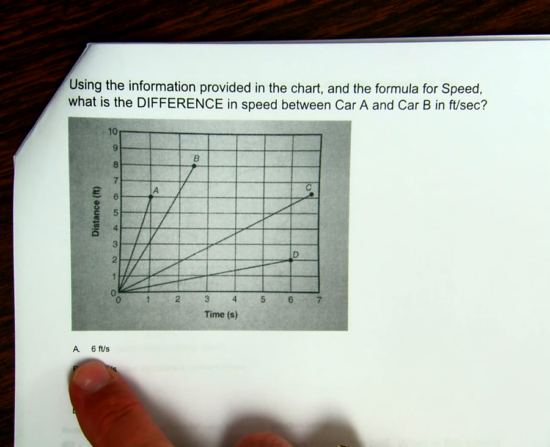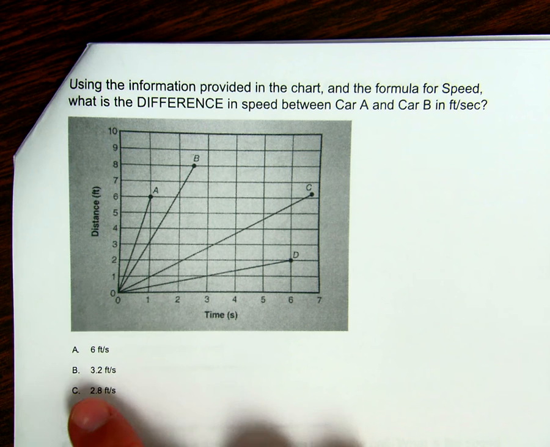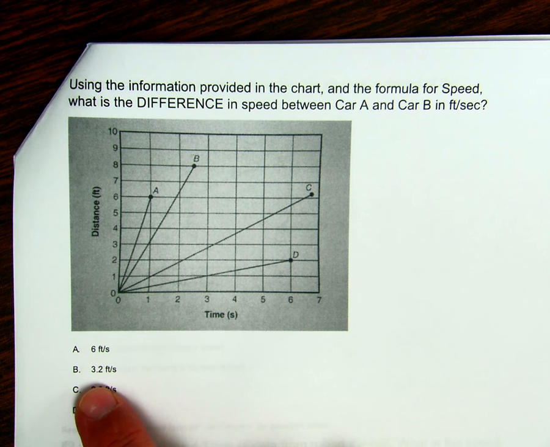Is the difference in speed A, 6 feet per second? B, 3.2 feet per second? C, 2.8 feet per second, or D, 2.0 feet per second?